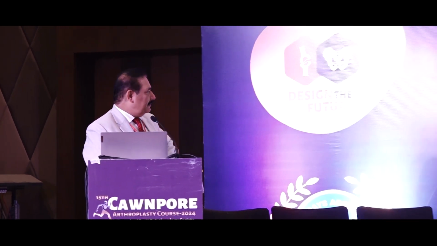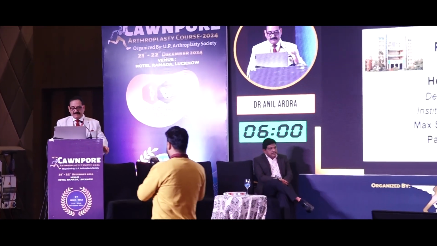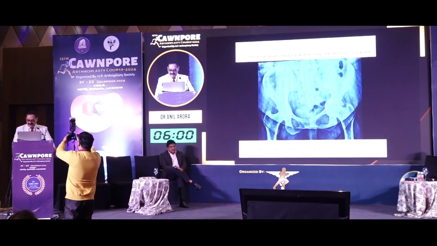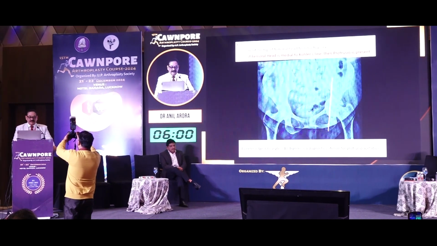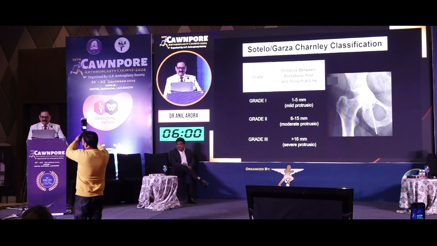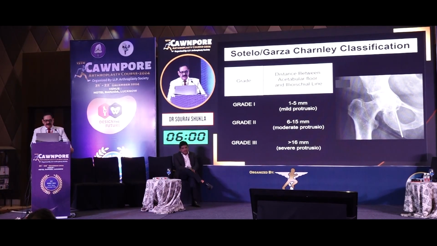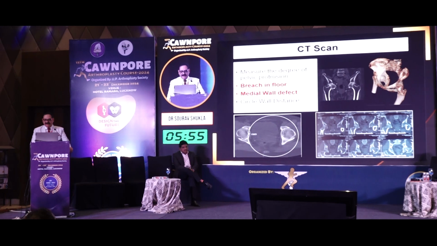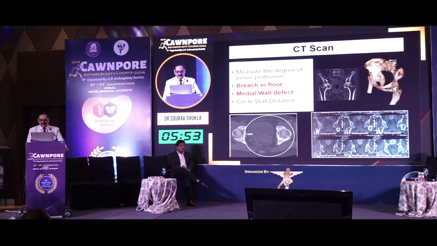So protrusio acetabuli is not an uncommon condition, and you require total hip arthroplasty at end-stage arthritis. So when do we call protrusio? If the femoral head is medial to the ilioischial line, then protrusio is present, and it could be of various grades. You can see it in a simple X-ray. But if you're suspecting a breach in the floor or medial wall defect, you need a CT scan, otherwise X-ray is good enough for you to plan the case.